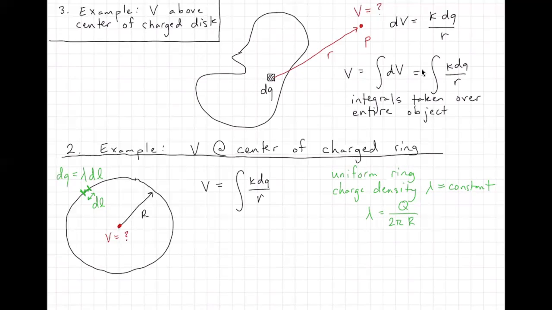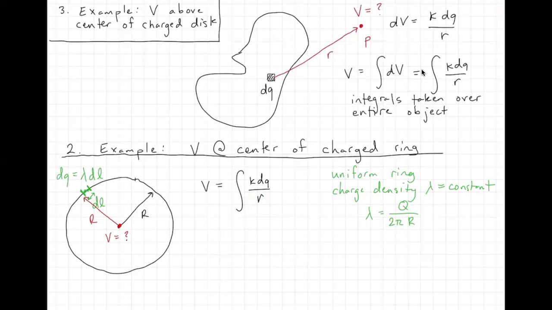So, okay, what else do I need to know? I need to know for each little dq, how far away is it from the point I'm considering? For the little dq that I have looked at here, that is a distance big R away from the center of the sphere. So I'll draw that in. My little r in this expression is actually big R, because every little dq here is the same distance away from the center, which is just the radius of this circle. So that's kind of nice.